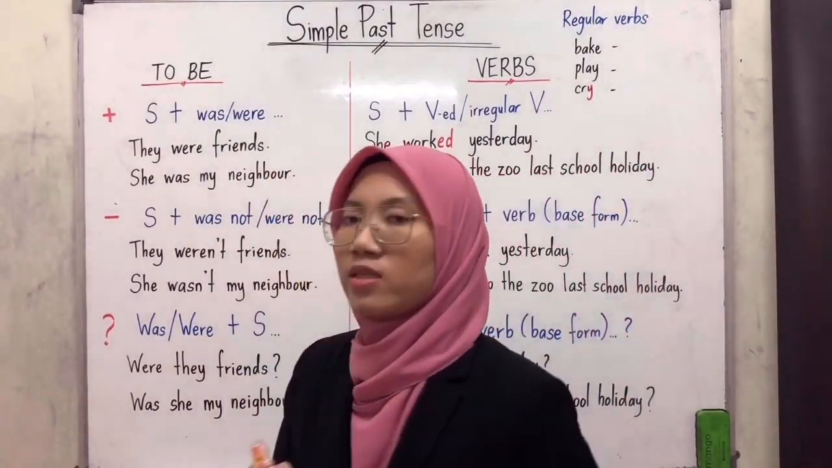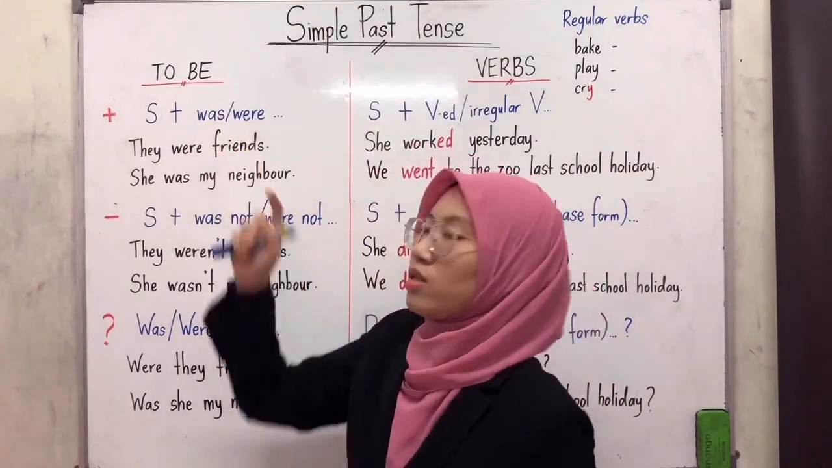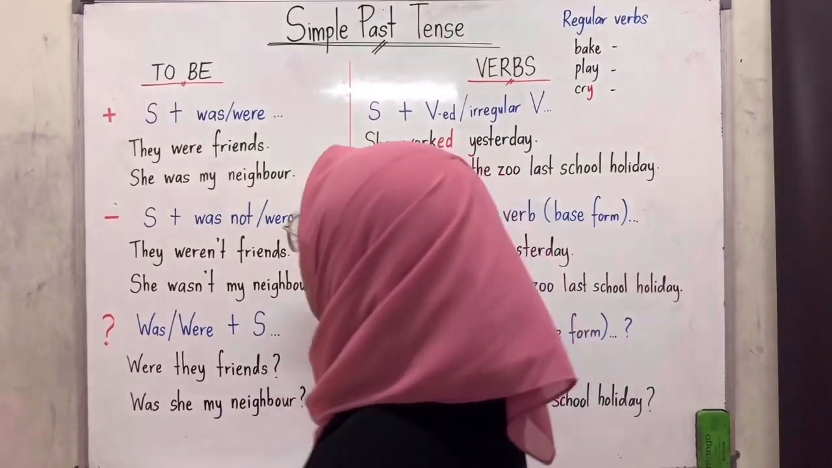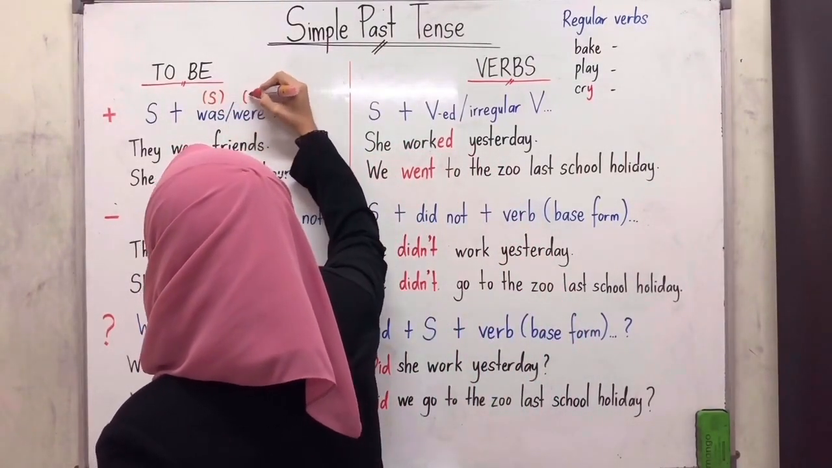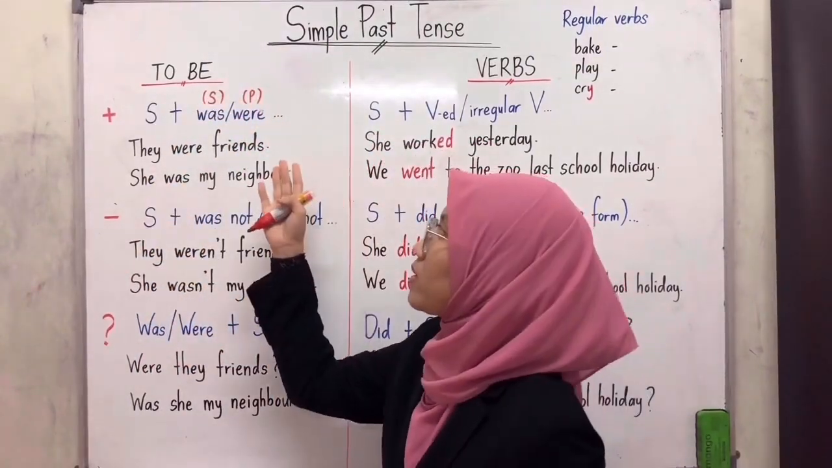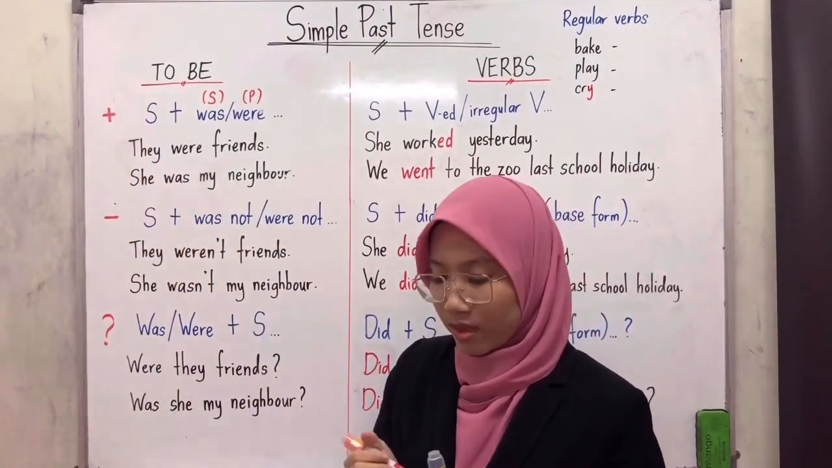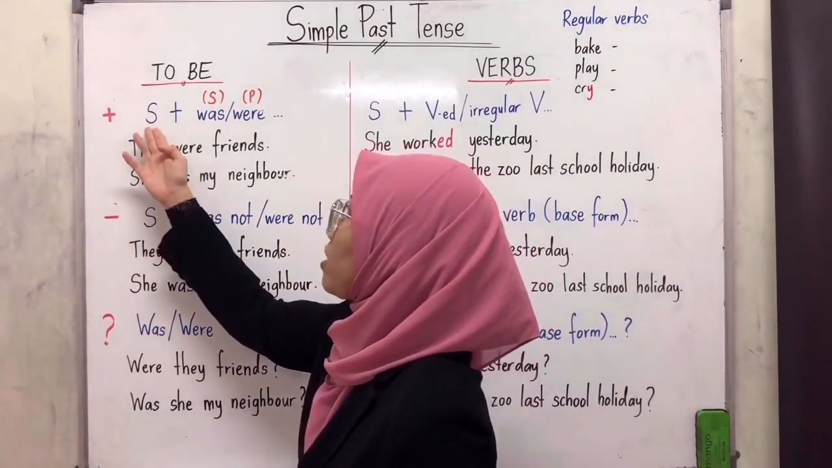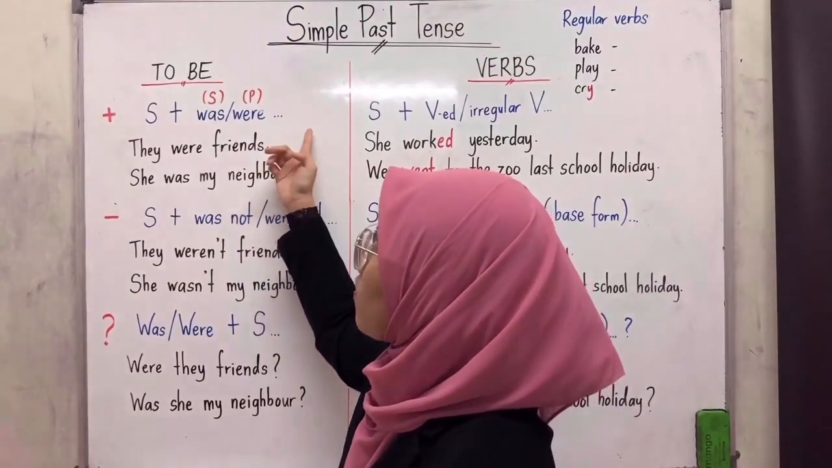The past tense form of verb to be is was and were. Was is singular while were is plural. We will look at how these two verbs can be used in positive, negative and question statements. In a positive statement, we will use subject plus was or were, followed by the rest of the sentence.